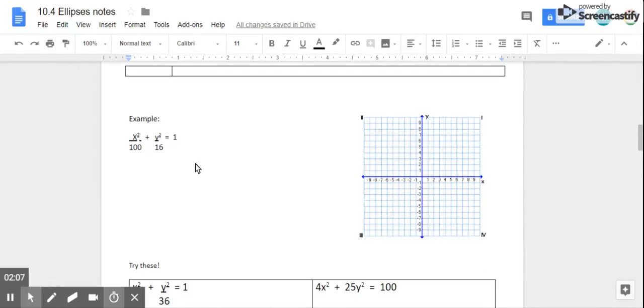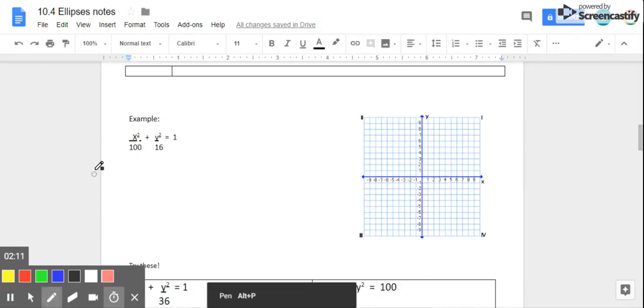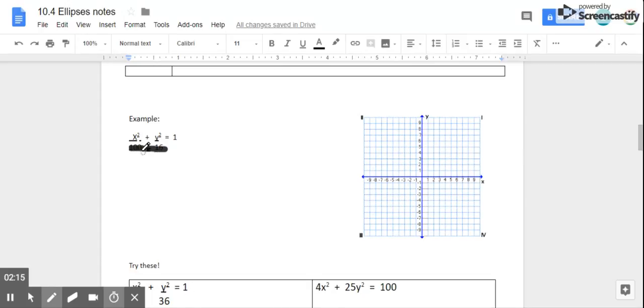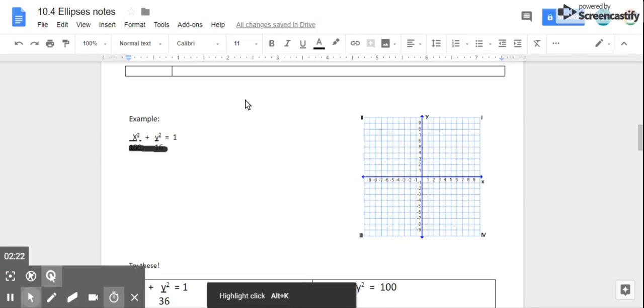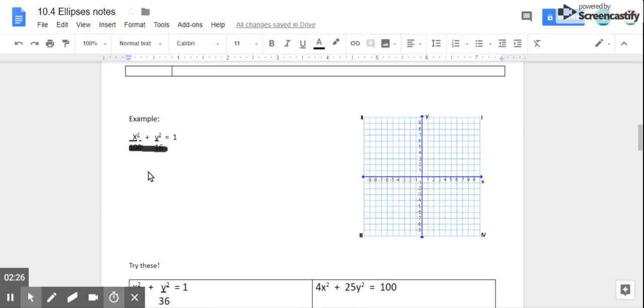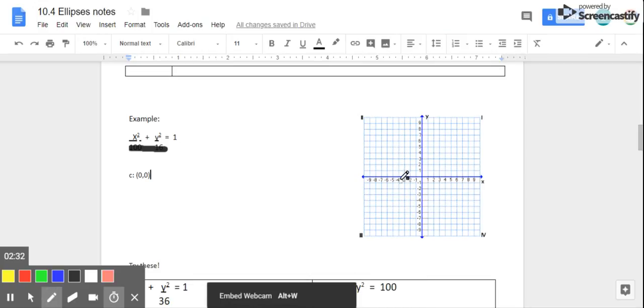Okay, so let's do the first example. So what I want you to notice is that if I ignored this, okay, the top part would look like a circle. So if this were a circle, what would the center be? Any guesses? So the center would still be at 0, 0. So everybody go ahead and mark 0, 0 on your graph. I'll do that now.